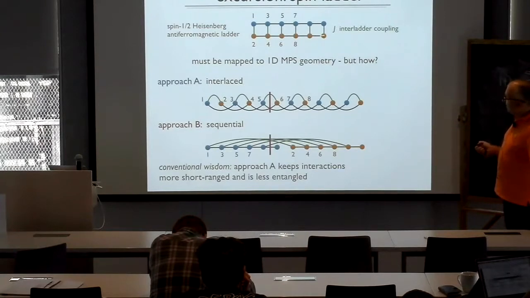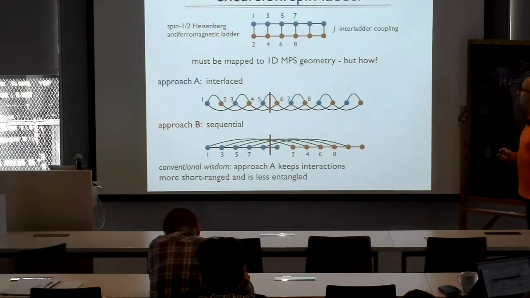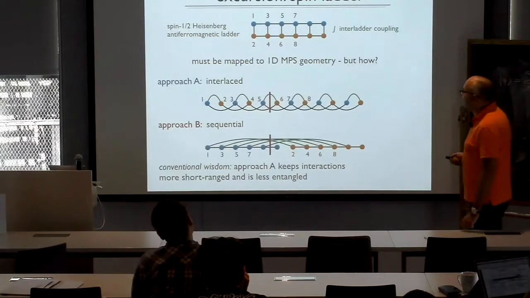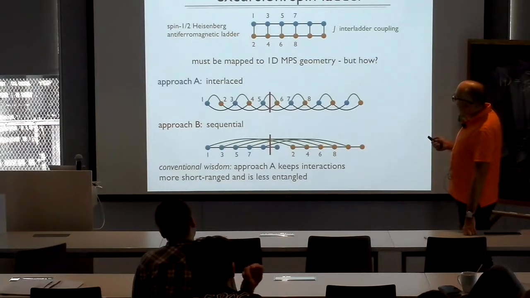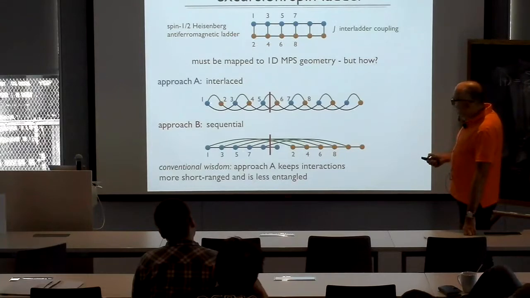So this has to be mapped to a one-dimensional matrix product state geometry, and the question is how. I want to discuss two approaches. Approach A is that you go zigzag. You interlace the blue and the orange. So your spin ladder turns into that object. Here you have the black interactions, which are next nearest neighbor then, and you have the interchain ones, which are the green ones here.